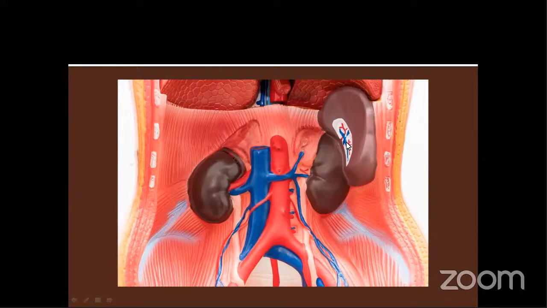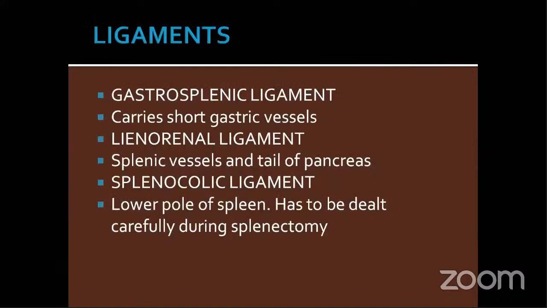Okay, so there are multiple ligamentous attachments which prevent displacement of the spleen. Since it is present right below the diaphragm, it is more prone to abnormal movements. So that is prevented by the various ligaments. The important ligaments are, one, the gastrosplenic ligament.